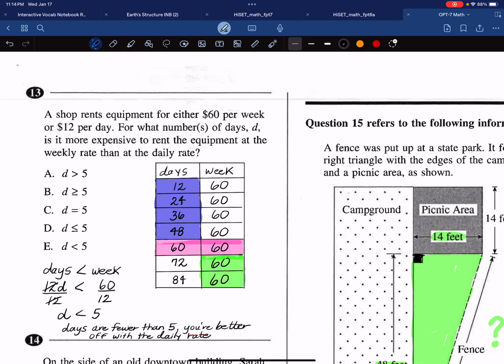The question is saying, for what number of days is it more expensive to rent the equipment at the weekly rate than the daily rate? So we want those days to be less than 5. At that point, we are better off paying the daily rate. That one's a little bit confusing to me, just in the wording. But the answer should be E. I will double check the answer key when I'm done, but it should be less than 5.